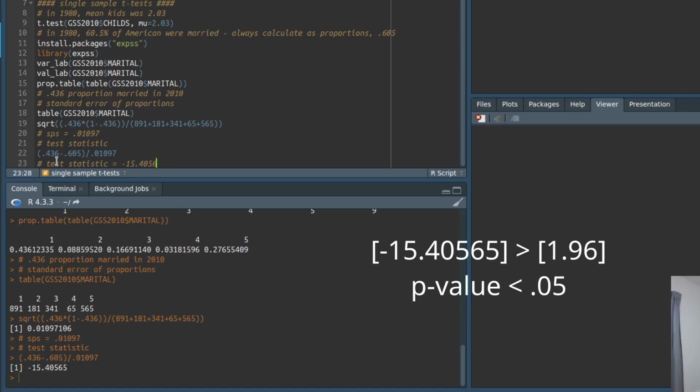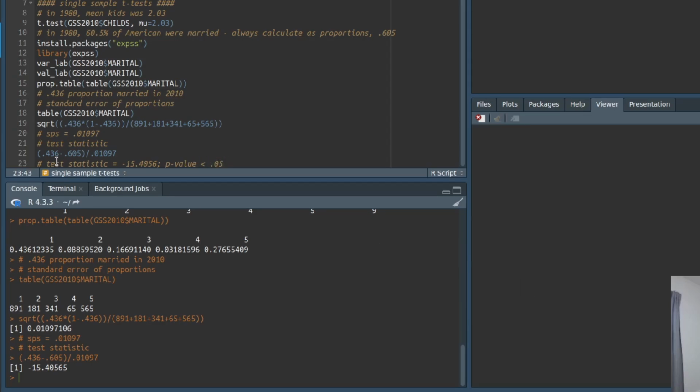Then if mine is bigger, my test statistic, my p-value is smaller than that critical value. So in this case, I can say my p-value is less than 0.05. I don't need to know the precise p-value. I just need to know whether it's less than my cutoff, which means there is a statistically significant difference in the proportion of people who were married in 2010 versus 1980.